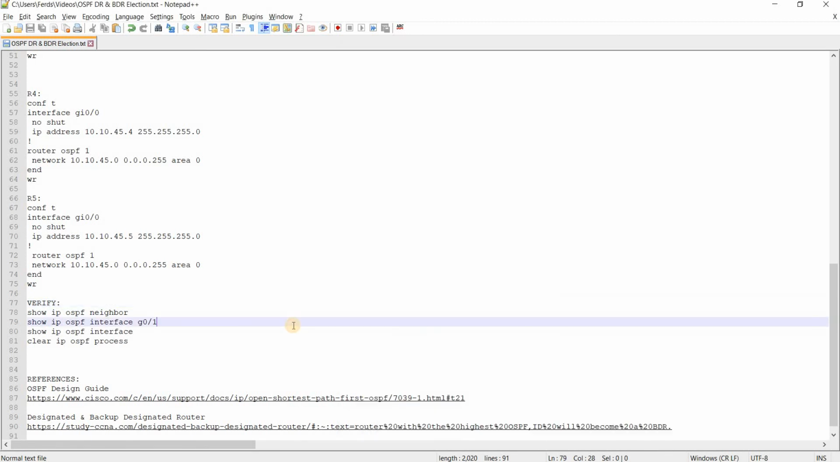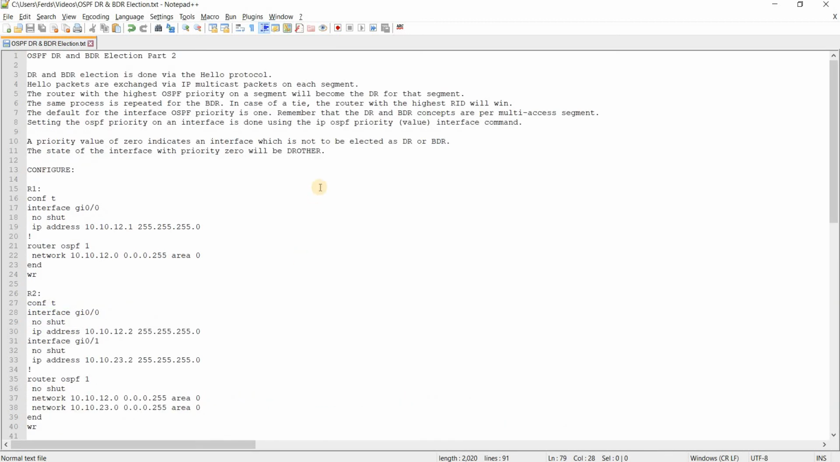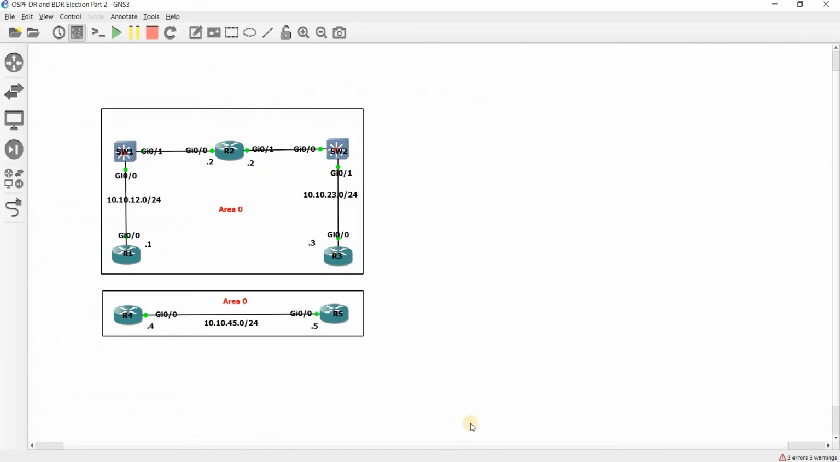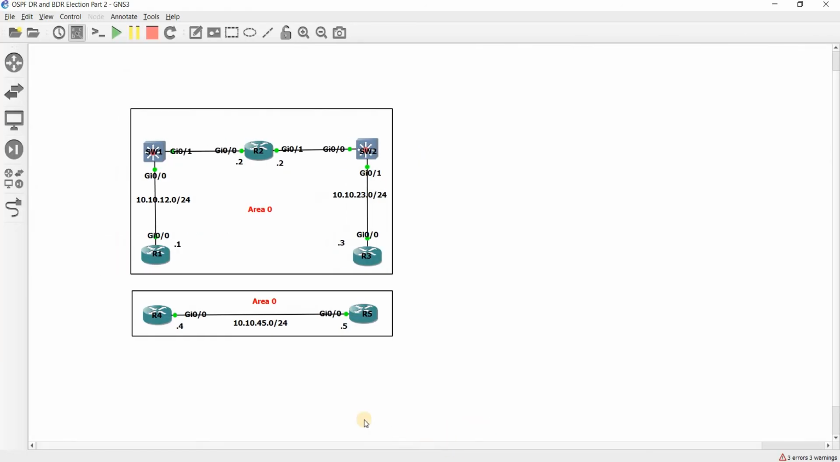All right, so that's how you can verify that DR and BDR concepts are per multi-access segment, or just segment. And that's also how you can verify that even if the routers are connected to each other and there's no switch between them, that's also a broadcast network, and DR and BDR election is also happening.